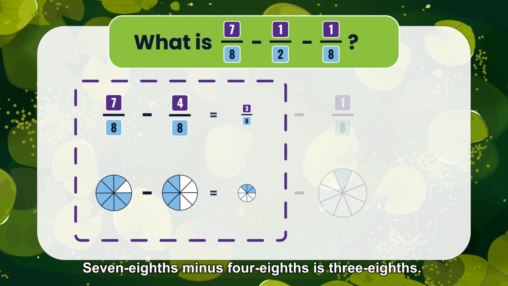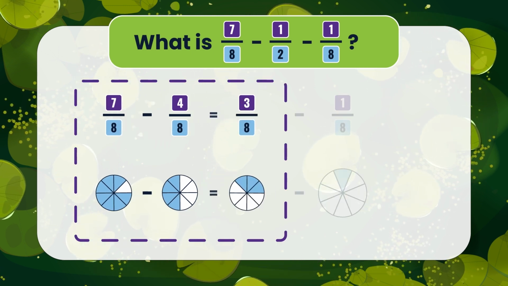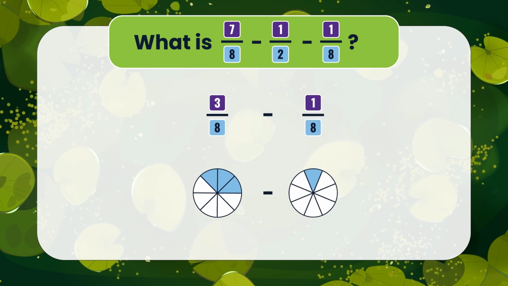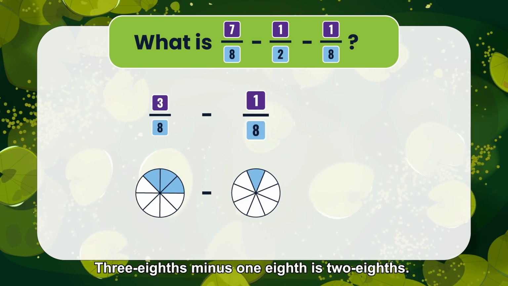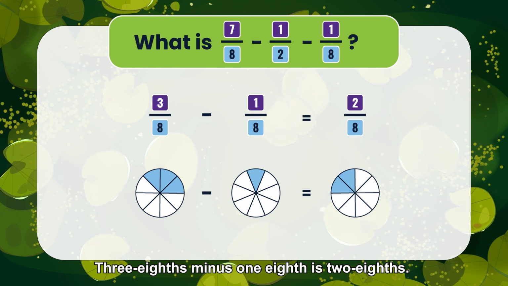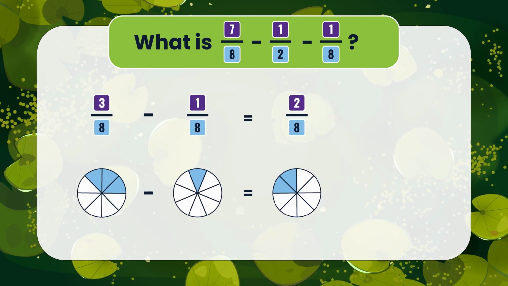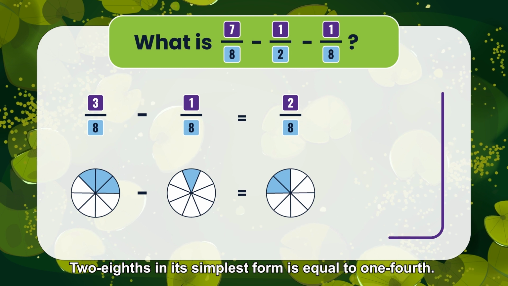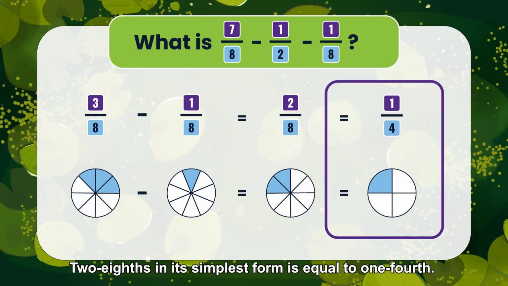7/8 minus 4/8 is 3/8. 3/8 minus 1/8 is 2/8. 2/8 in its simplest form is equal to 1/4.